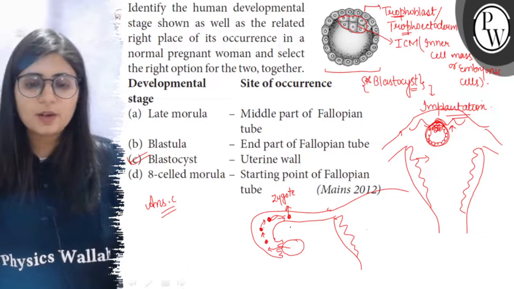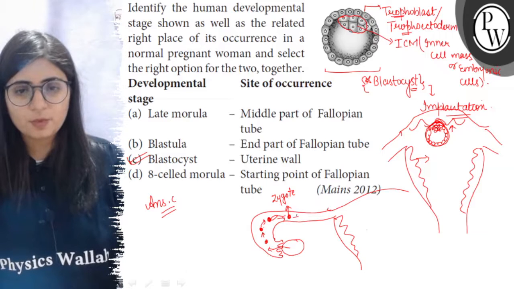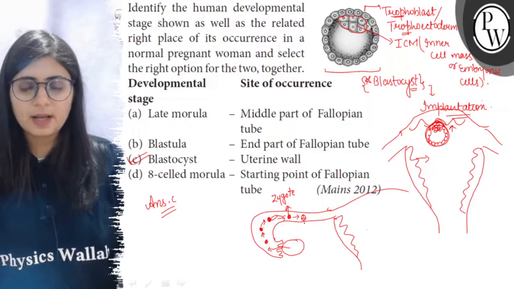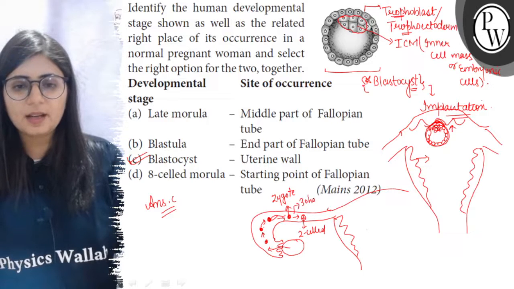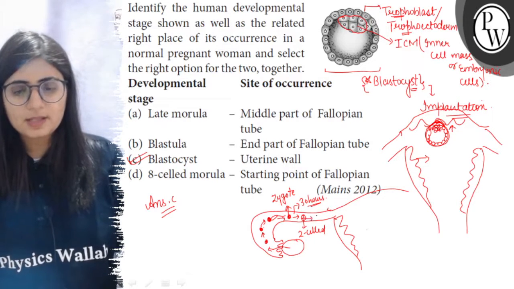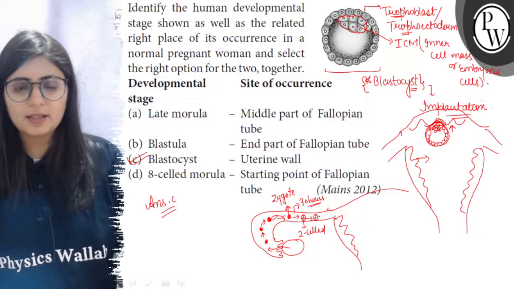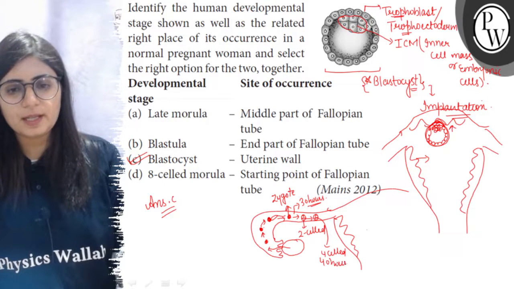And this zygote now undergoes cleavage. Cleavage means rapid mitotic division, and it leads to formation of two cells, and these two cells are known as blastomeres. So this is the two celled stage. The first division occurs after 30 hours of fertilization. Now this two celled stage further divides and leads to formation of the four celled stage, and this cleavage occurs after 40 hours of fertilization.